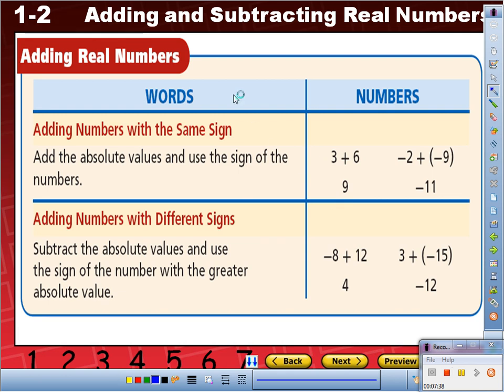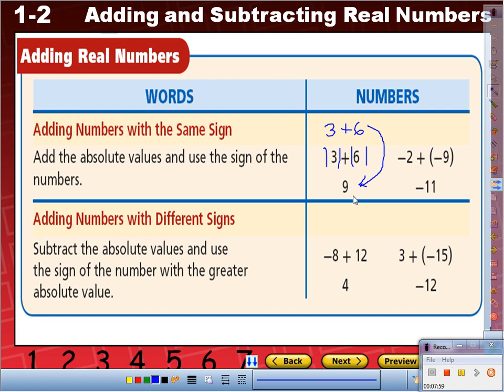It said, when adding real numbers, if they have the same sign, everybody look up, look at this. You don't have to copy this, just pay attention. This is how it works with the absolute value. Absolute value of 3 is 3, absolute value of 6 is 6. If they are the same sign, we add these two numbers, and that gives us 9, and it keeps the sign of both of the numbers, which is a positive. Let me do that with this. Let's see if it works.